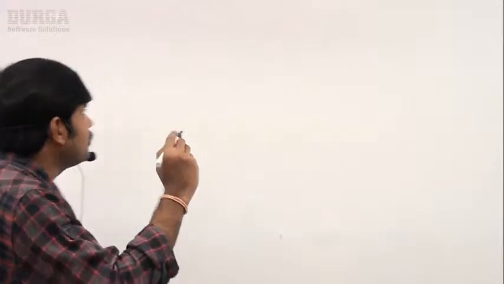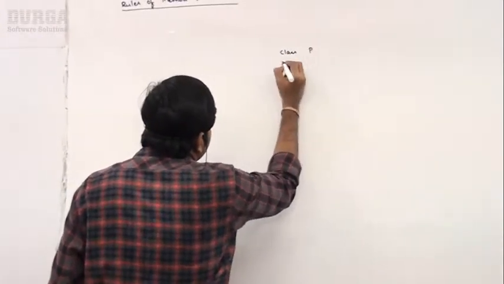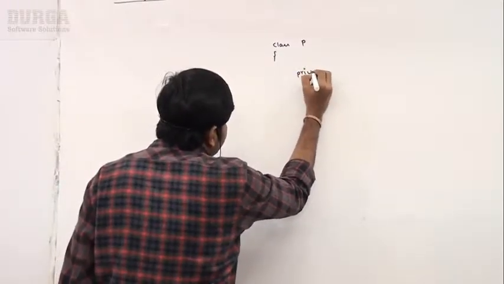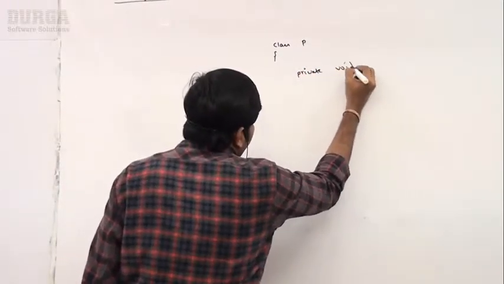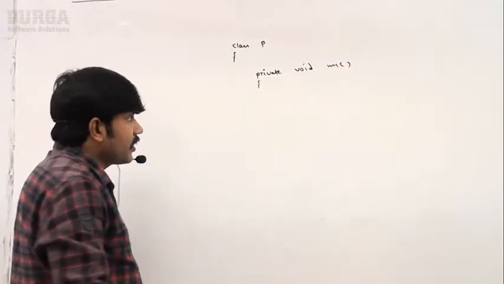Here observe a bit carefully. I am taking class P, with a private void m1. Are you getting it? Private void m1, like this.